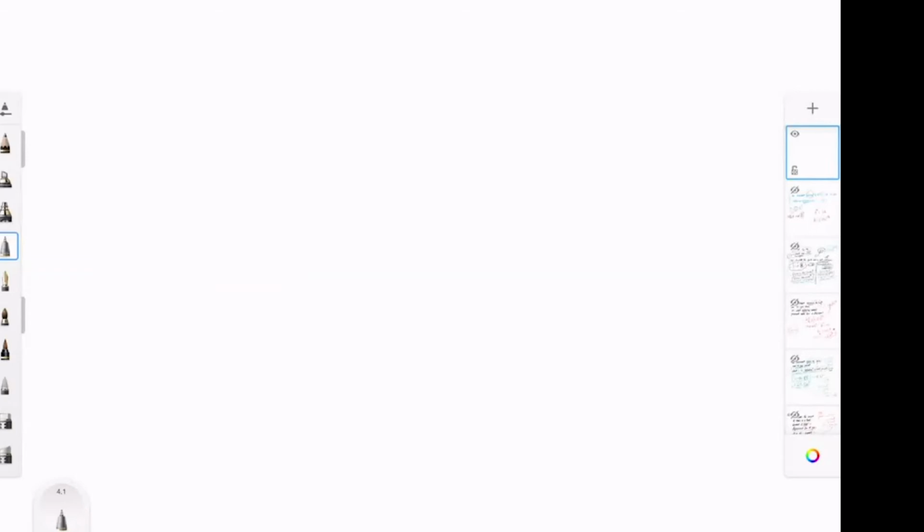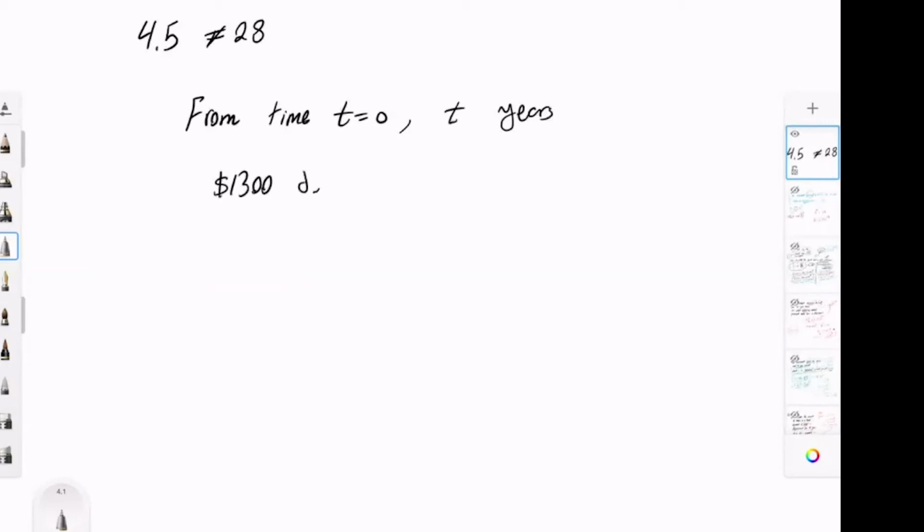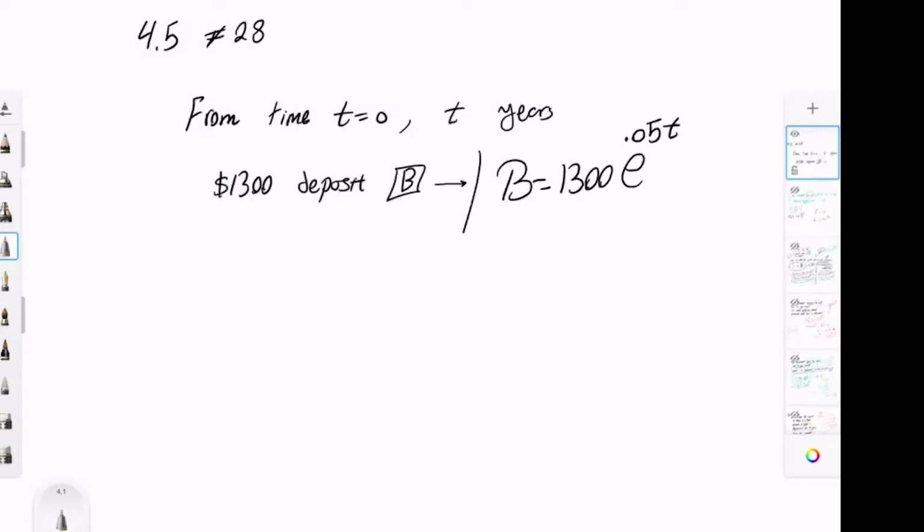So in this homework question, this is 4.5, number 28. They're saying from time t equal to 0, t in years, $1,300 is deposited in a bank account and grows. The formula for the balance is B equals 1,300 e to the power 0.05t. So the bank gives you this formula. That means this is your initial amount. If you want to know how much money you have after 1 year, you plug in t equal to 1, and you will see how much money you have after 1 year.